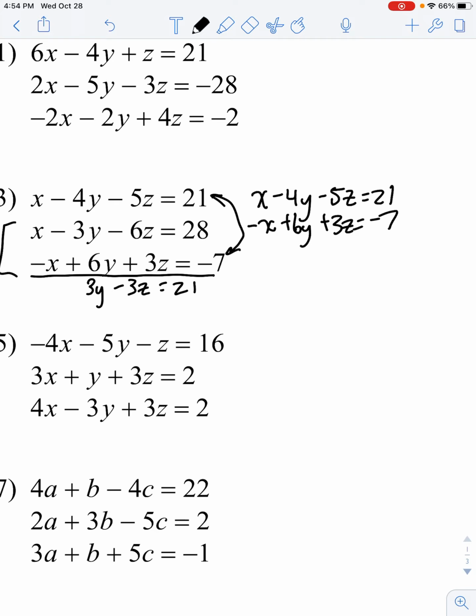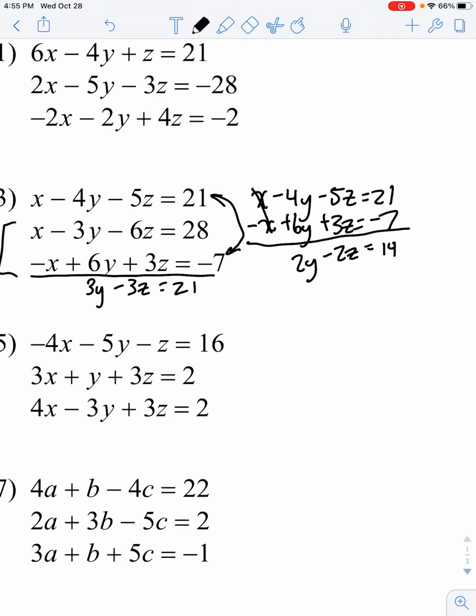And since these ones are already like that, I'm not gonna do that. So, I'm putting these two together. X minus x again goes away. Negative 4y plus 6y is 2y. Negative 5z plus 3z is negative 2z. And 21 minus 7 is going to be 14.